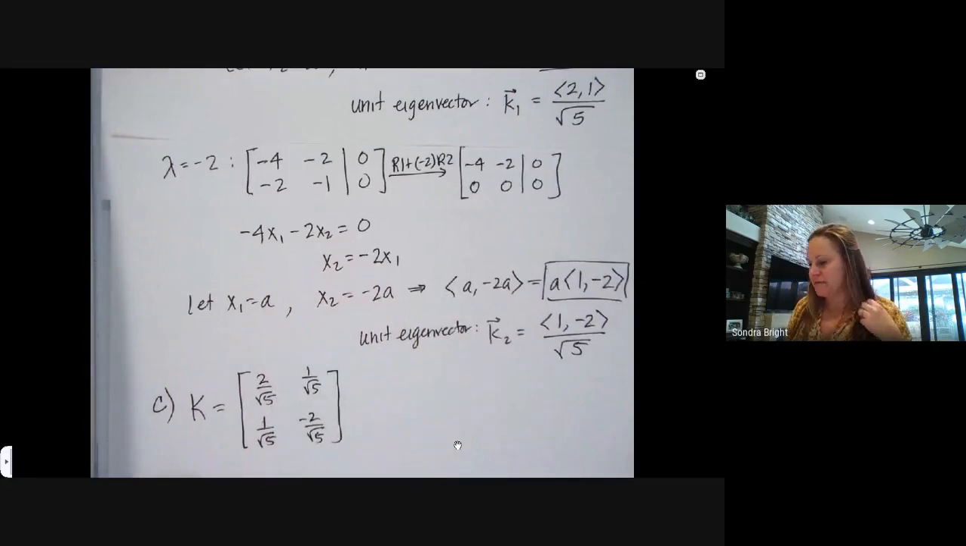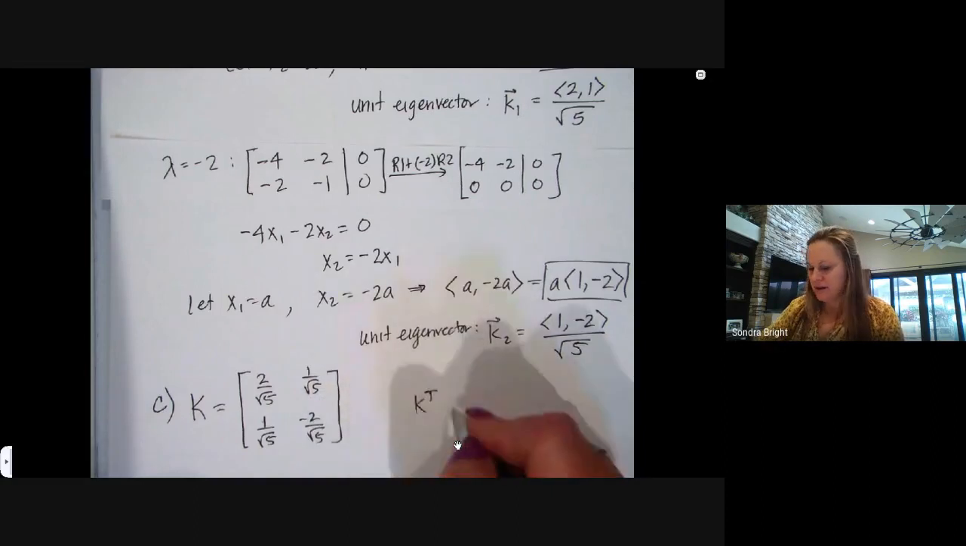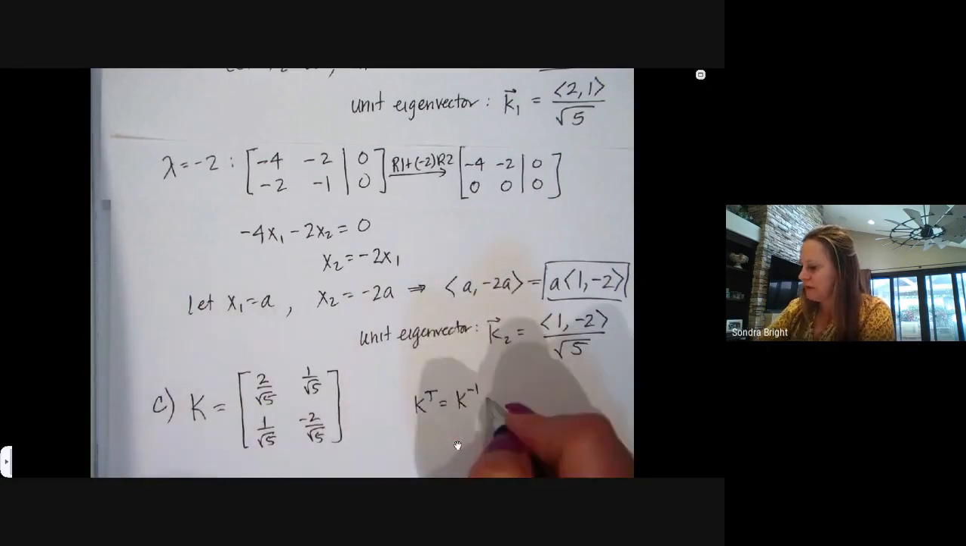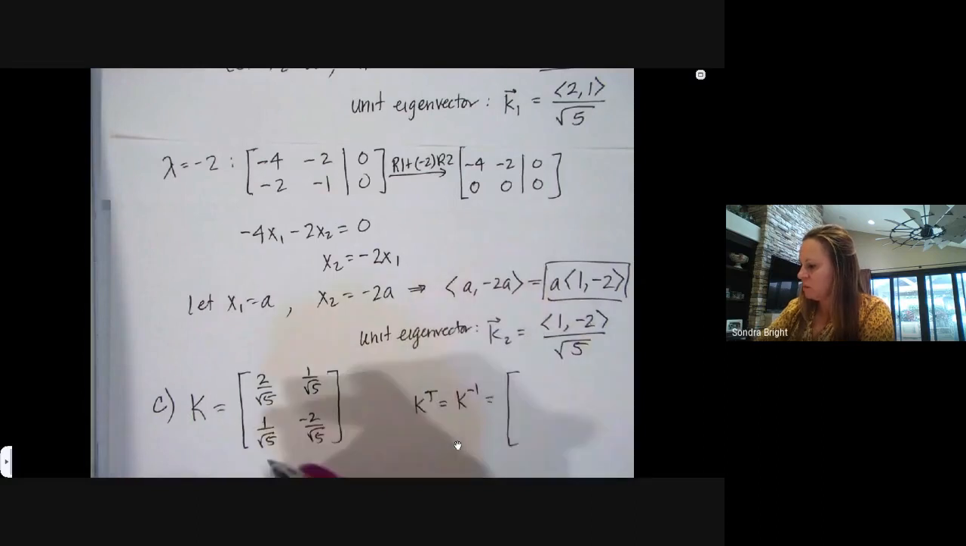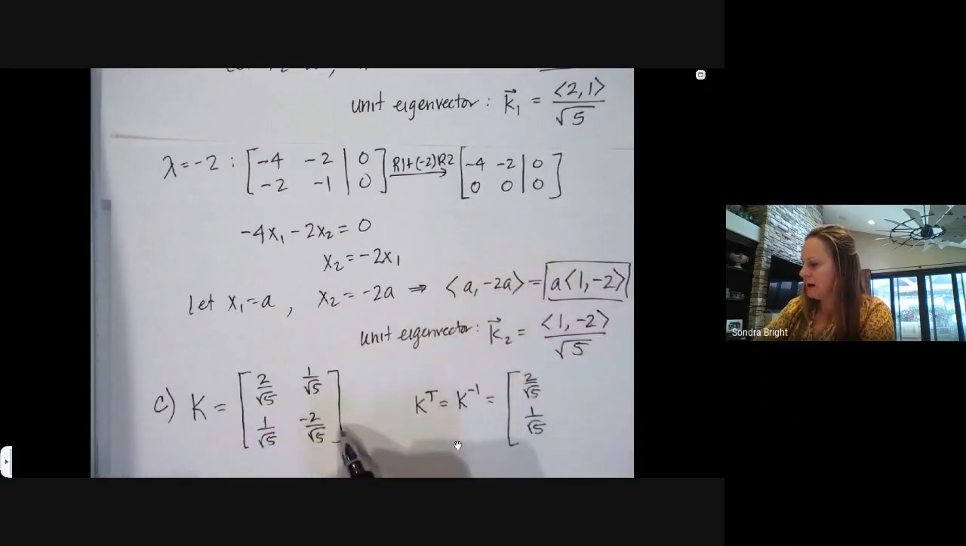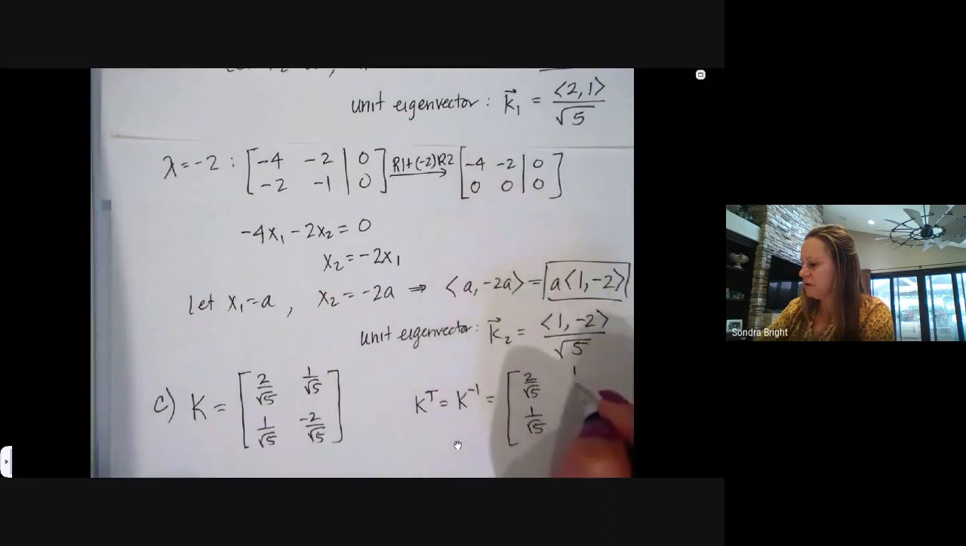What this theorem says is that because this matrix was symmetric, you could go and find the inverse of this, but the theorem says K inverse is K transposed. So if I transpose this matrix, row 1, column 1 would be 2 over rad 5, 1 over rad 5, and then row 2, column 2 would be 1 over rad 5 and -2 over rad 5.